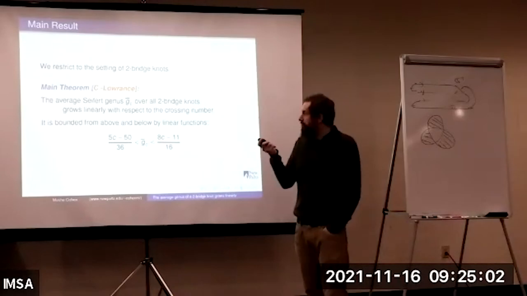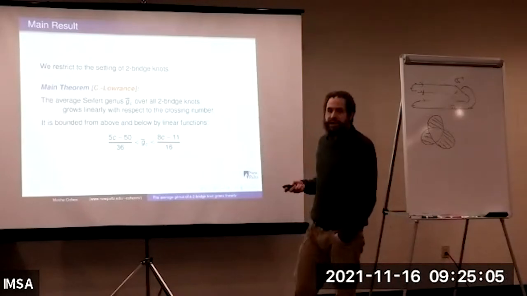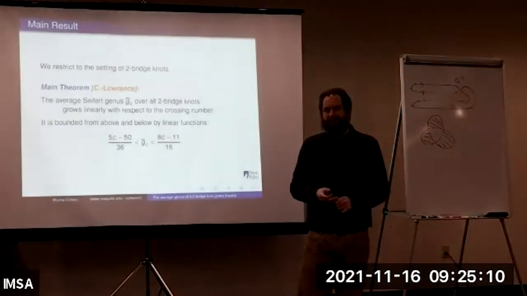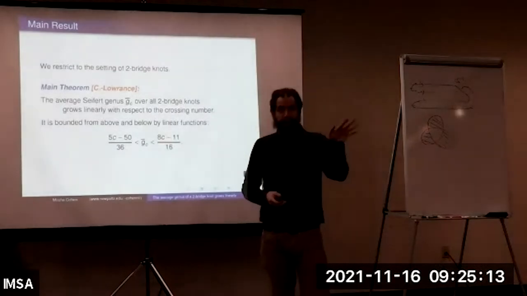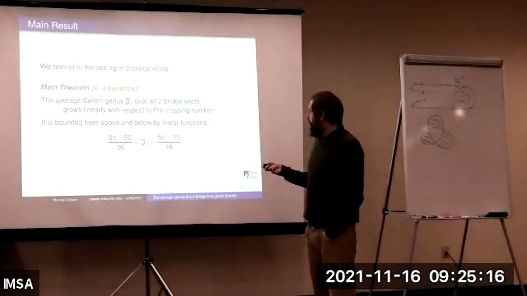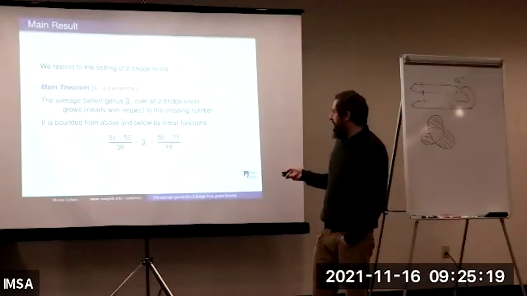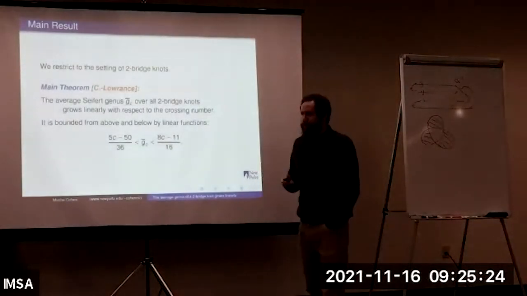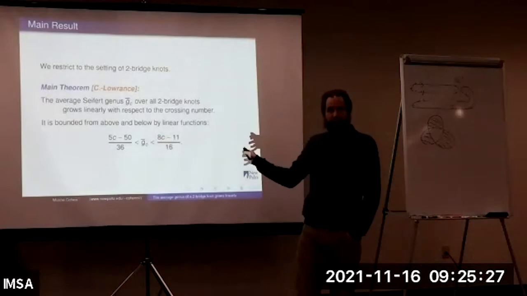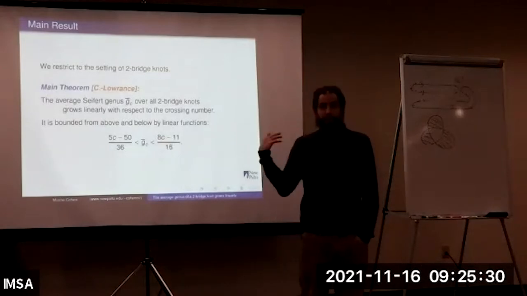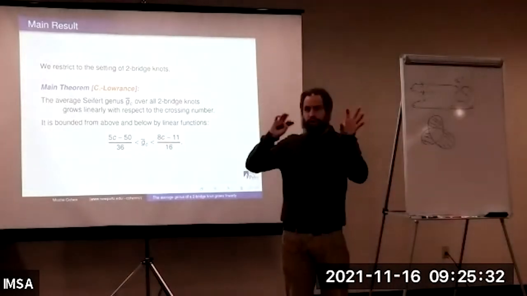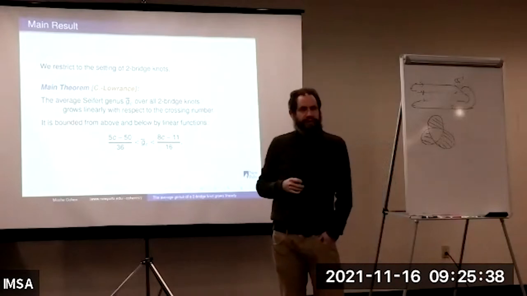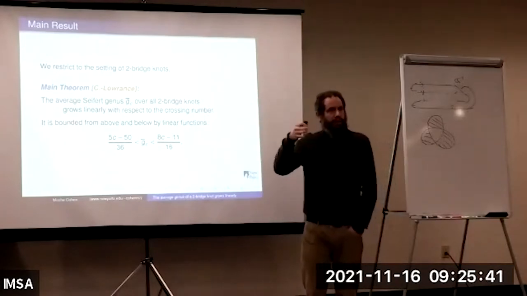And then my result is that the average Seifert genus, you give me a crossing number, and I take every single two bridge knot of that crossing number. I count them twice, and that's a little weird, and I'll try to talk through that a little bit. It's going to grow linearly with respect to the crossing number, and I have a lower bound and an upper bound. Both of these bounds are linear. So I'll now step into maybe a 10-minute proof of this, and then I'll showcase little bits of it that are missing, and then I'll proceed with filling in the details. But if anyone wants to ask questions, there'll be a couple places to.